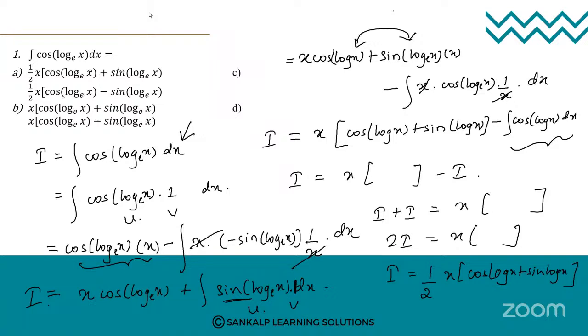That is x by 2 into cos log x plus sin log x. Which option do we have? Option A. And that's your required answer.